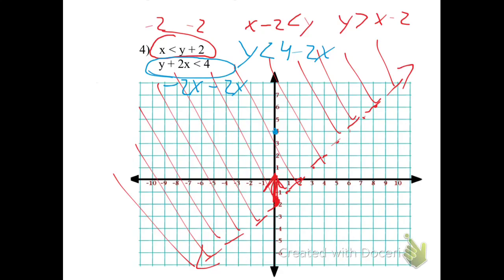You got a slope of negative 2, so go down to right 1 to get another point, down to right 1 to get a point, down to right 1 to get a point, or you can go up to left 1 to get another point. Okay, so we got points, so you know where it's going. Look at your inequality, it says less than, but not equal to, so we gotta have another dashed line.